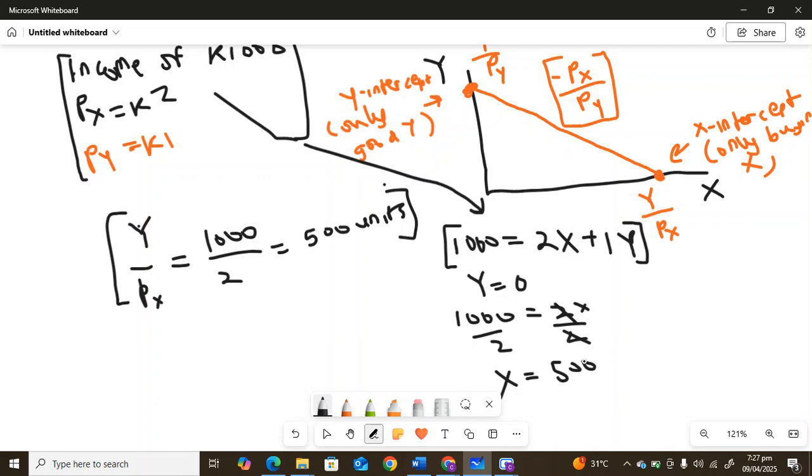Now, before I go any further, any questions before we interpret our slope and our y-intercept?